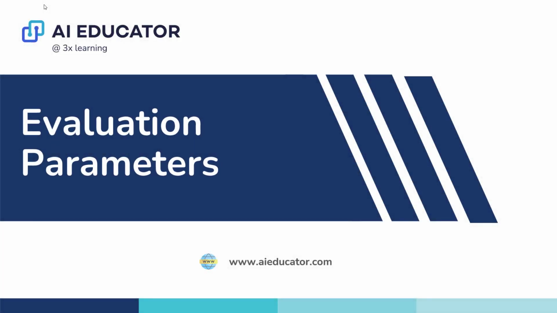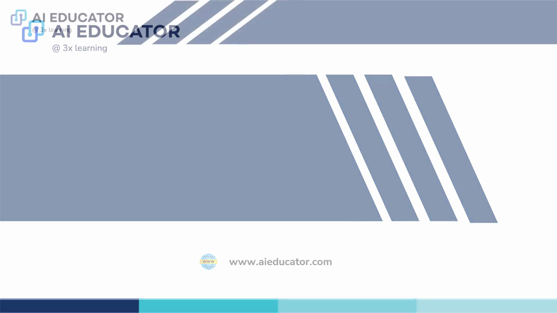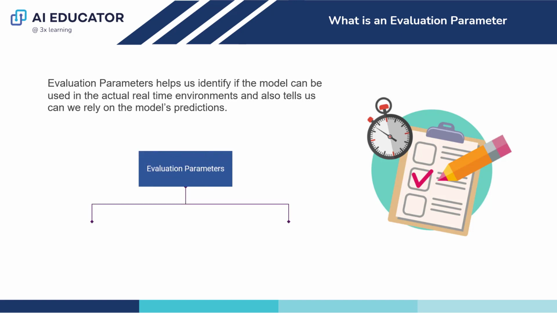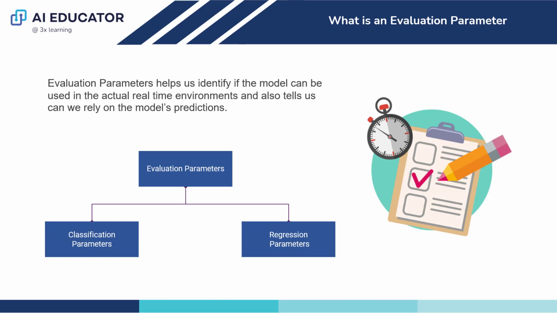In this video, let us learn about evaluation parameters. Evaluation parameters help us to identify the model performance. It tells us how well the model is performing and also tells us whether we can use this model in a real-time environment or not. Evaluation parameters are of two types, classification parameters and regression parameters.